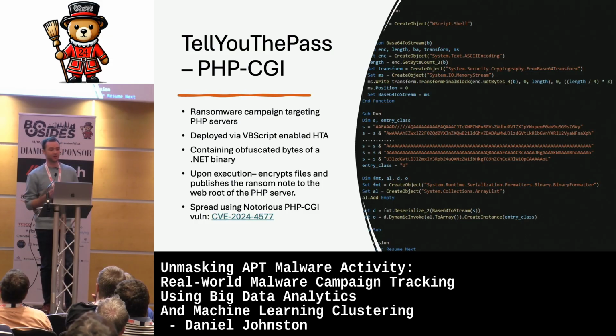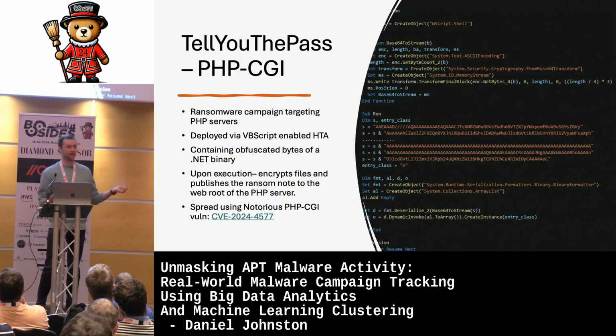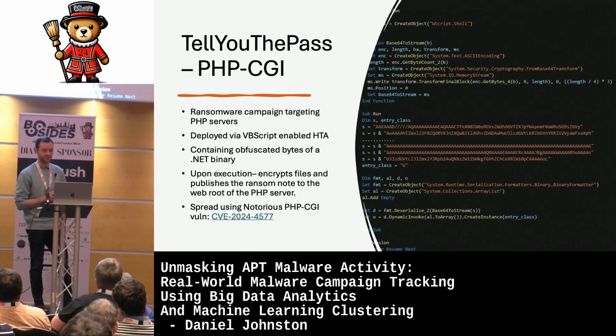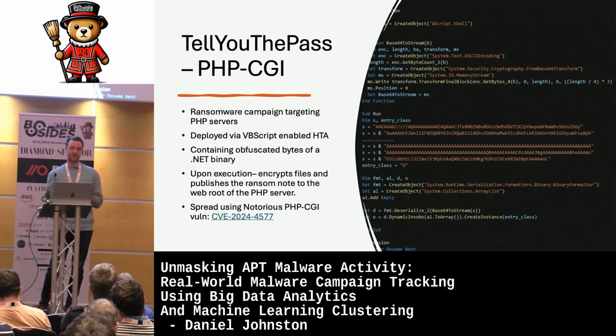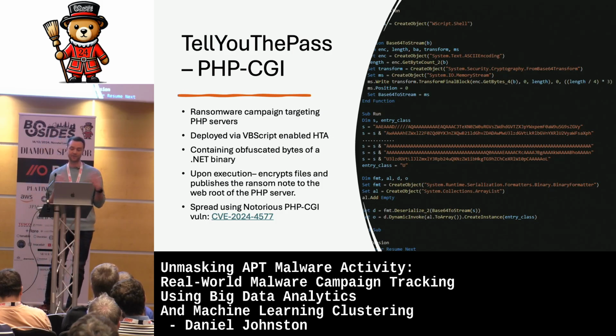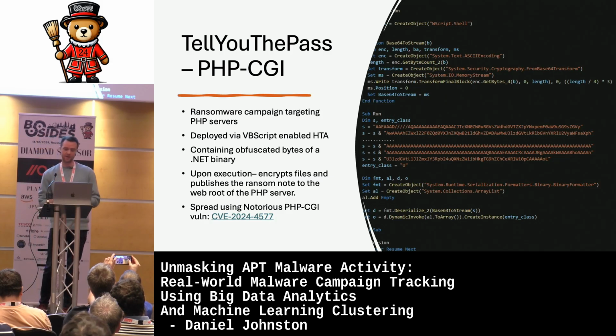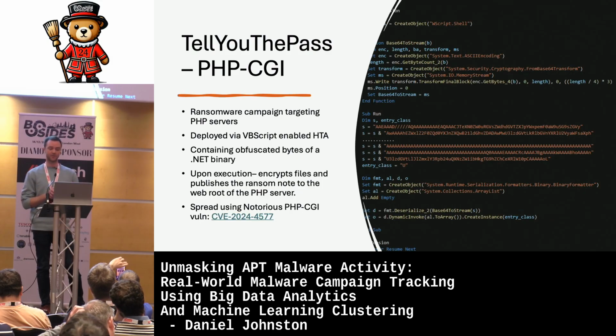The second campaign that I want to talk about is the Tell You the Pass ransomware campaign that we saw propagated using the PHP CGI vulnerability that I talked to you about earlier in the talk. This is a ransomware that's targeting PHP web servers, and they use the PHP CGI vulnerability to deploy a Microsoft HTML application which was VBScript enabled. Within the VBScript was an encoded string, which, as you can see in the screenshot, is in the S parameter. That's the encoded bytes of a .NET binary.